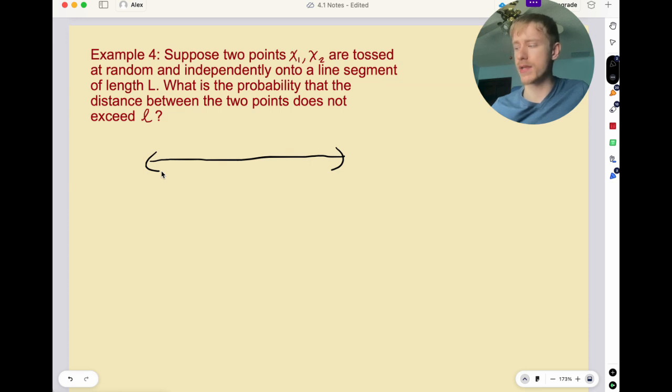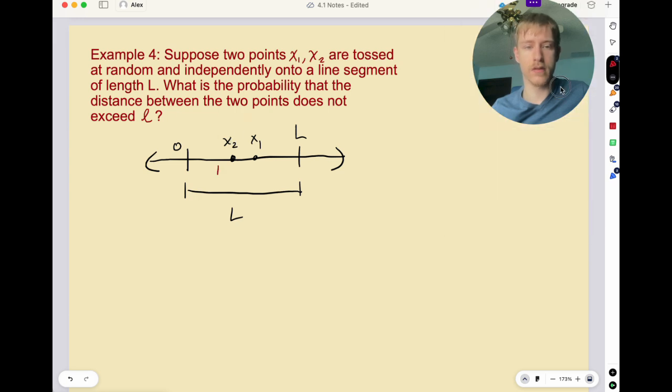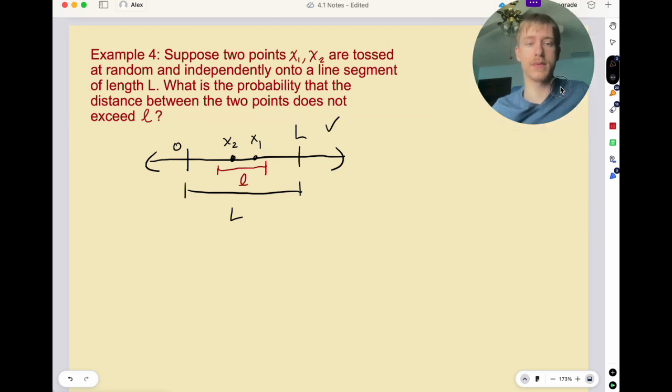and without loss of generality, we'll go ahead and start this at 0, and start this at capital L, so it has length L. And if I pick the points at random, maybe this is x2, and randomly I pick this is x1. And perhaps this length right here is lowercase l. Well, in this case, I've achieved a success because the distance between here is clearly less than lowercase l.